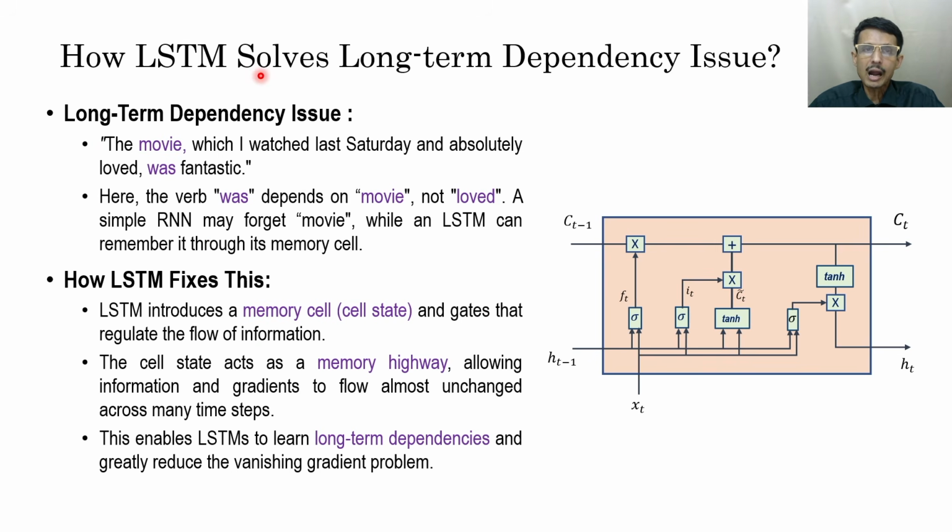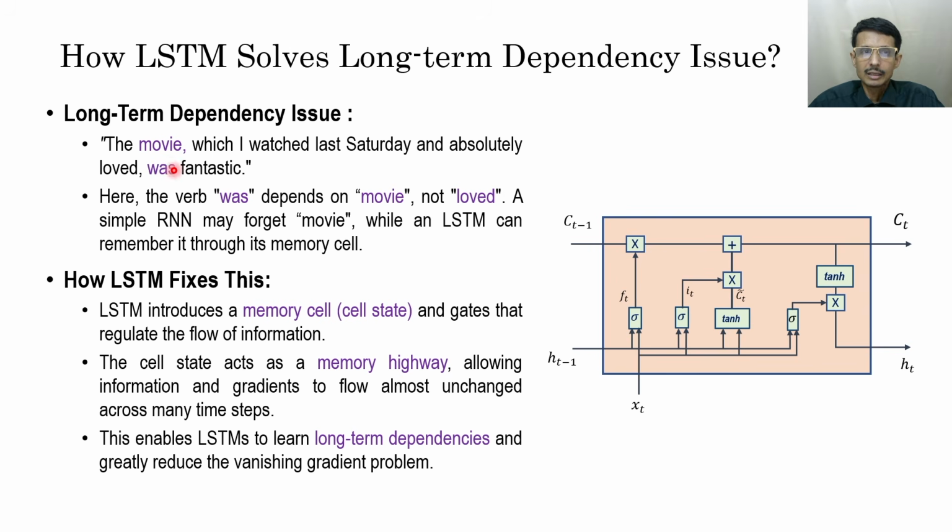Next, how does LSTM solve the long-term dependency issue? What is the long-term dependency issue? Take a sentence like this: the movie which I watched last Saturday and absolutely loved was fantastic. Now the verb 'was' depends on 'movie', not on 'loved'. A simple RNN may forget 'movie', while an LSTM can remember it through the memory cell, and that is very important. By virtue of the forget gate, input gate, and output gate, we understand that this movie is to be remembered along with this word.